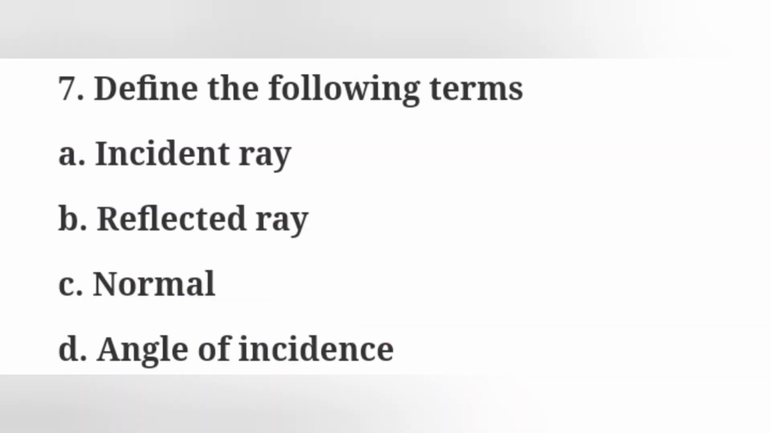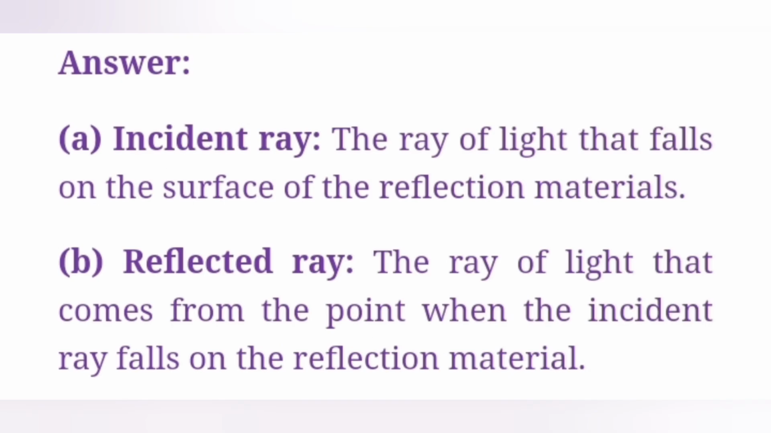Seventh question, define the following terms. A, incident ray, then B, reflected ray, C, normal, then D, angle of incidence. Answer, option A, incident ray. The ray of light that falls on the surface of the reflecting material. Then option B, reflected ray. The ray of light that comes from the point when the incident ray falls on the reflecting material.